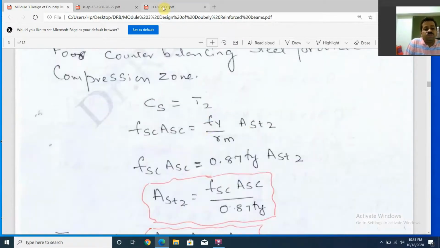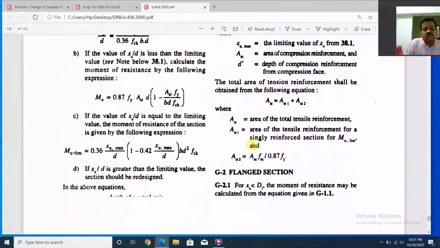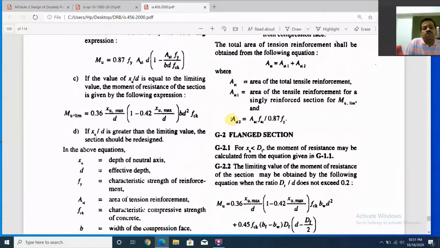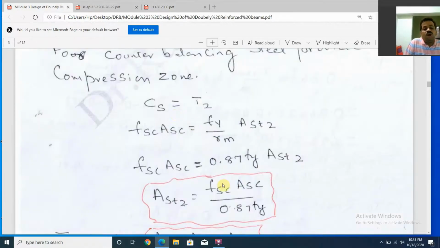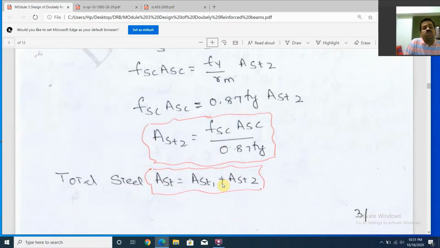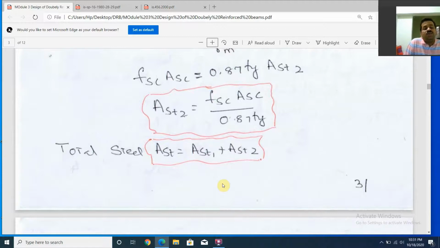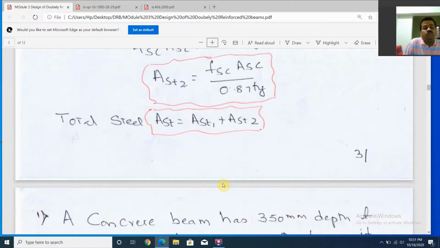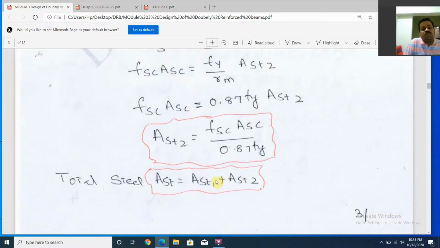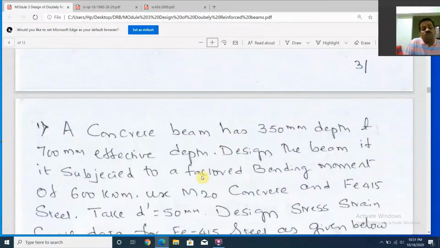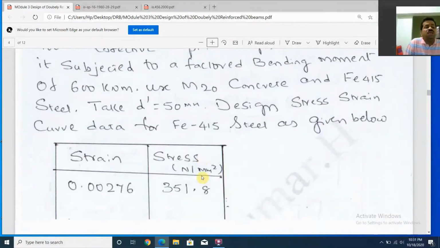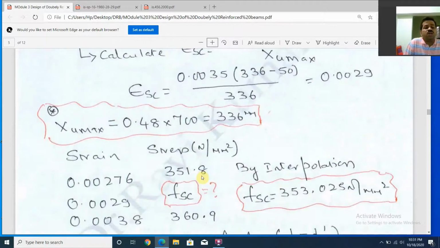The same equation is given here: AST2 is equal to ASC FSC by 0.87 fy. So the same formula is written here. The total steel is equal to AST1 plus AST2. This is what we do for flexure. AST1 we find out, AST2 we find out, as well as ASC we find out. So with these basics, which were learned in the last class, we'll go into a numerical problem.